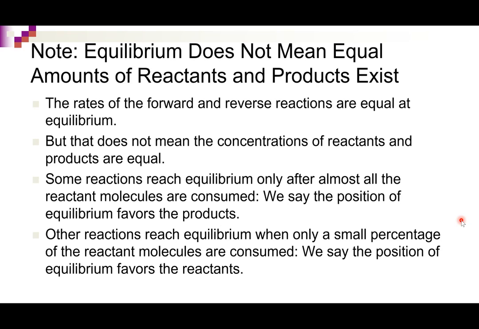Other reactions reach equilibrium when only a small amount of the reactants are consumed. So we mix them together, a few of them react and become product, and then it flatlines. In this case, we would say that the equilibrium is reactant favored. A little bit becomes product, but the majority of the concentration is still reactants. They didn't react at all. Okay. So when I say product favored or reactant favored, that just tells you where the equilibrium lies, or where the greater concentration is. Okay.